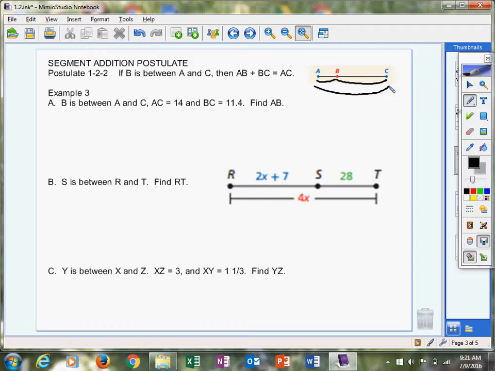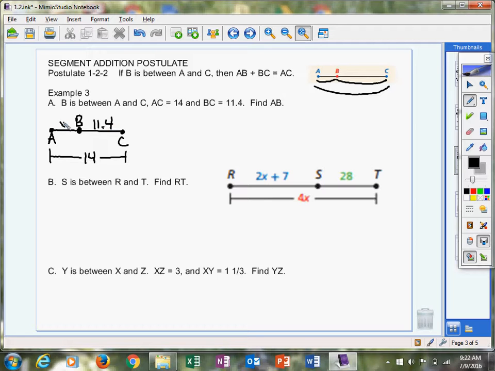And they said B is between A and C. Now they did not give us a figure, and if they don't, then my advice is draw one. So your endpoints are A and C. We'll put B somewhere along there. I don't know where. We'll just make a guess. Now AC is 14, so the whole thing is 14. And then BC is 11.4. And we're supposed to find AB.